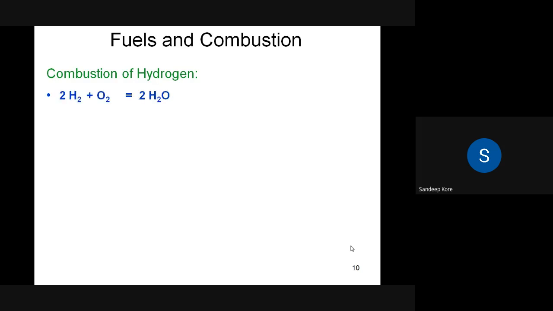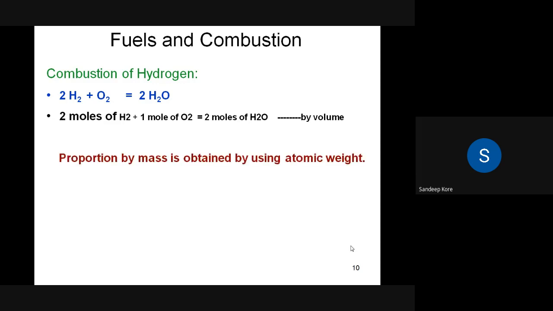When hydrogen reacts with oxygen, it will form water. So 2 moles of hydrogen require 1 mole of oxygen. It is going to form 2 moles of H2O, that is water, by volume. And by mass, we have to put in the atomic weights. The atomic weight of hydrogen is 1, so 1 into 2 multiplied by 2, so the reaction is balanced. The atomic weight of oxygen is 16. So 16 into 2 is equal to 2 into (2 into 1 plus 16). So what we are getting, 4 plus 32 is equal to 36.